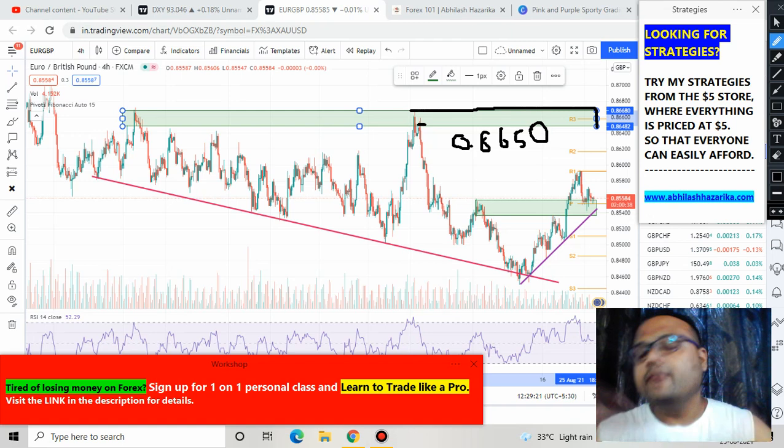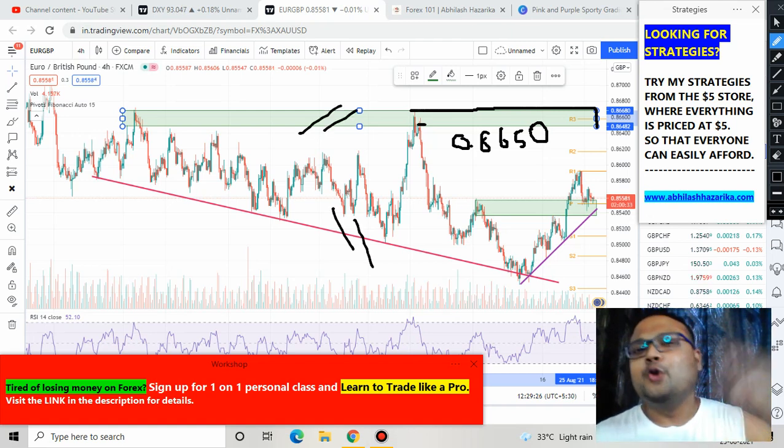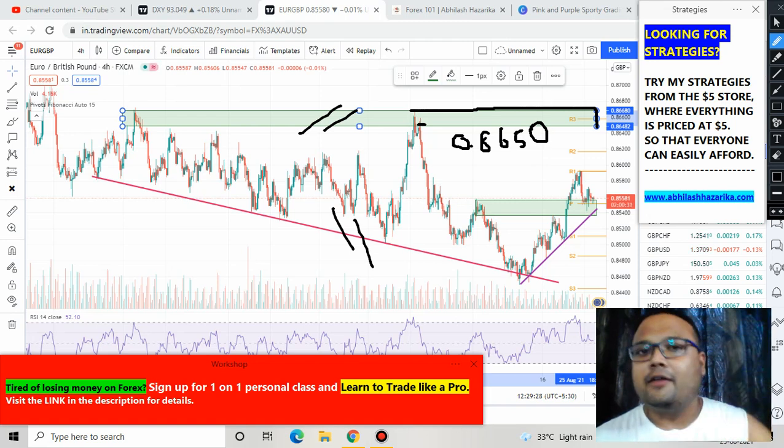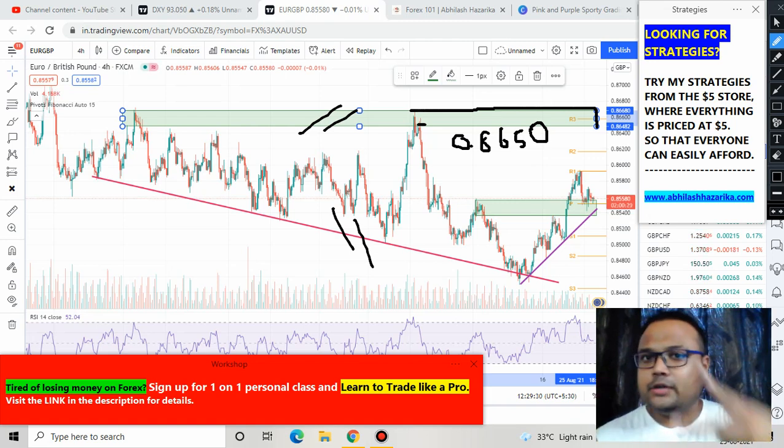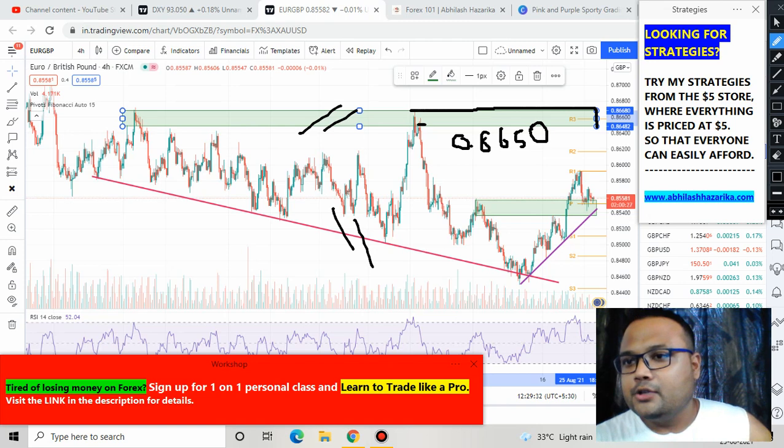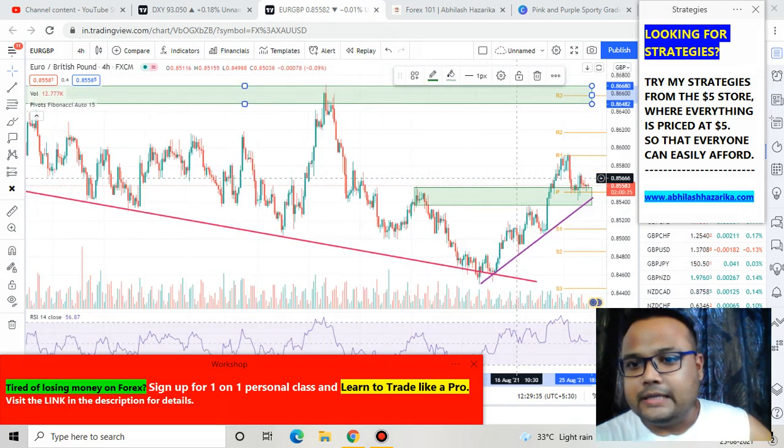And this is the main reason I'm just talking about these two levels, or these two lines, though the current market price is far away from here. Okay, so these two levels are clear right now. So now let's talk about these levels.